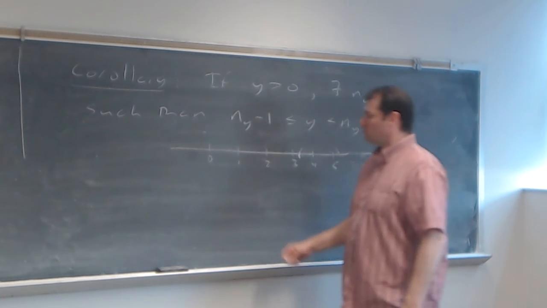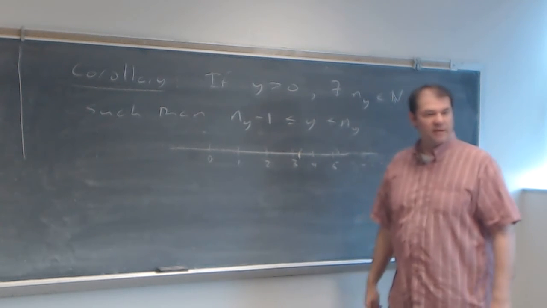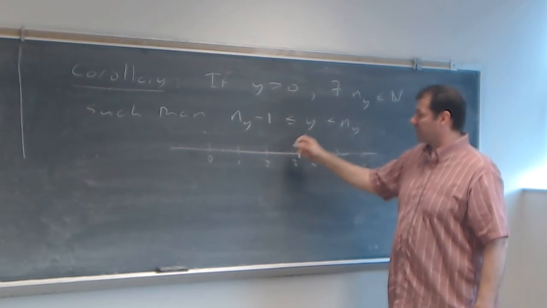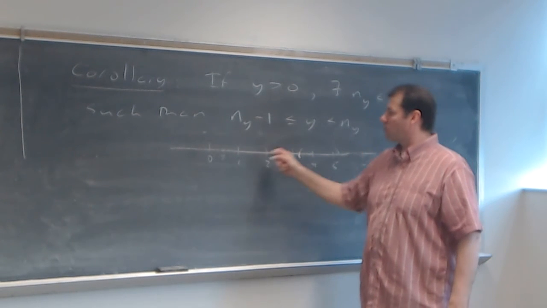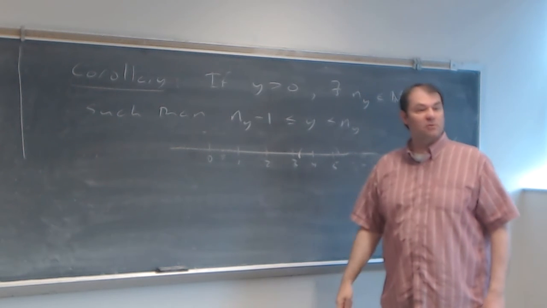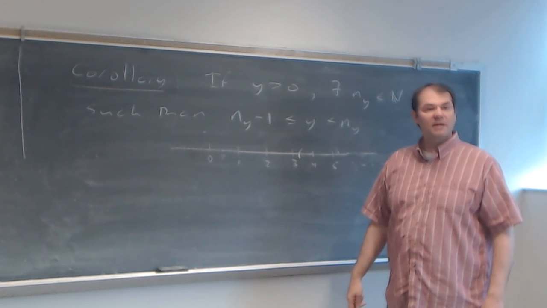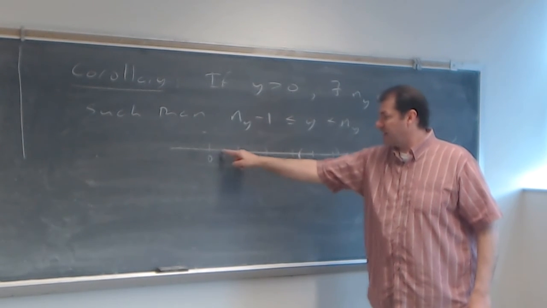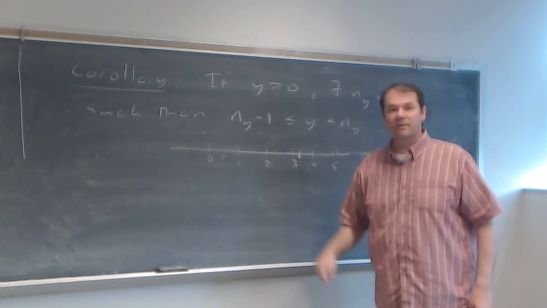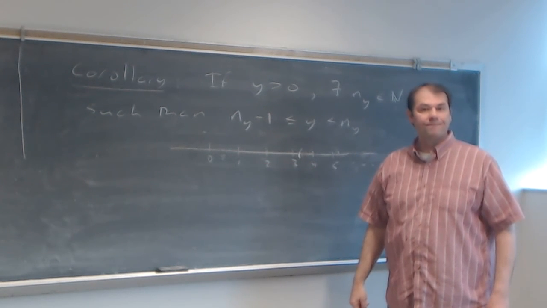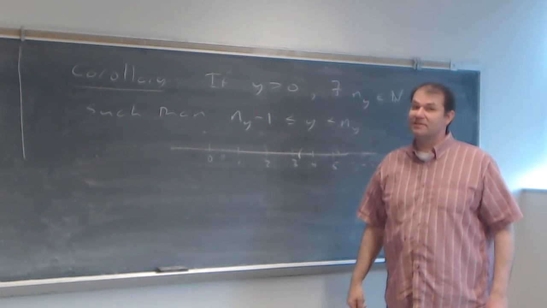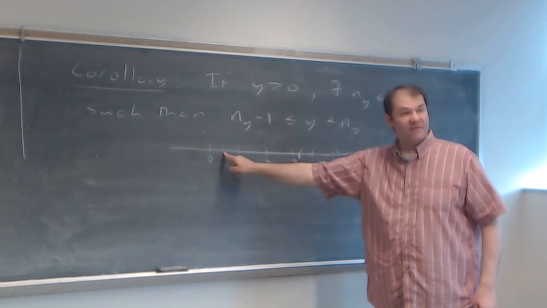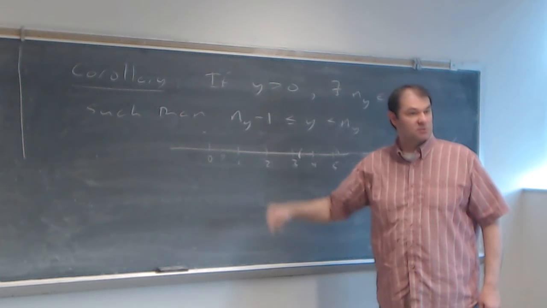Let's take something positive. What if it was right here? This is y. Can you give me a natural number that's bigger than y such that that natural number minus 1 is less than or equal to y? What would your natural number be? Come on, this is easy. 1. You give me 1. 1 is bigger than the number I gave you, and if you take 1 minus 1, you get 0, and 0 is less than it.